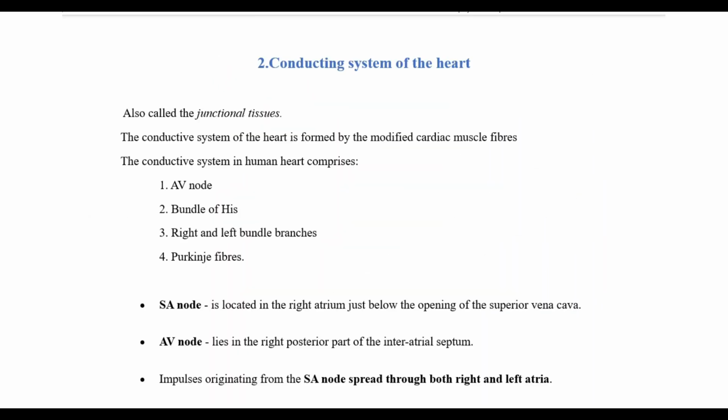So let's see the next question. For 5 marks, we have the conducting system of the heart. This was asked previously in December 2016. The conducting system of the heart is also called the junctional tissues. It's formed by the modified cardiac muscle fibers. It comprises the AV node or the atrioventricular node, the bundle of His, the right and left bundle branches, and the Purkinje fibers. We have the SA node or the sinoatrial node.